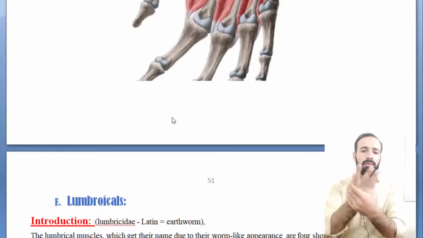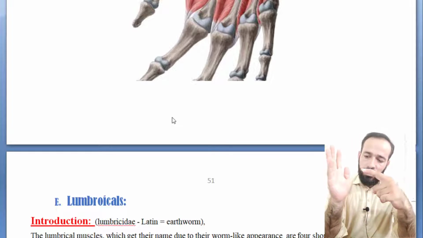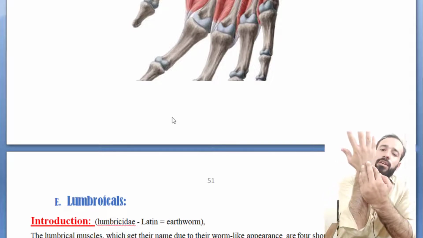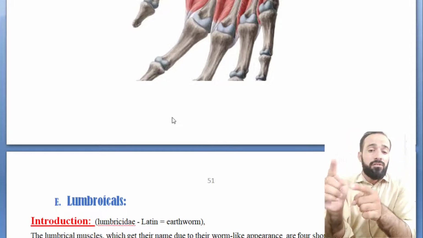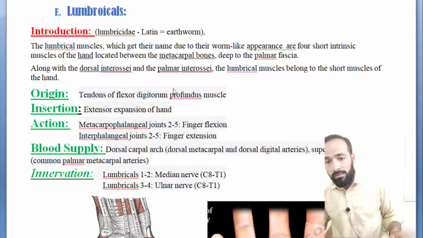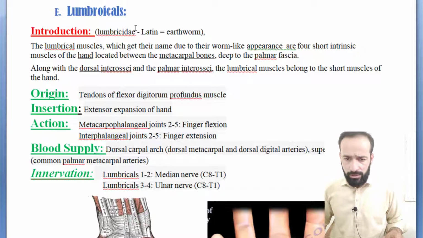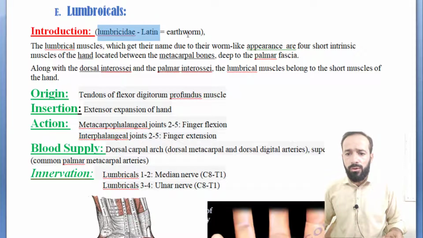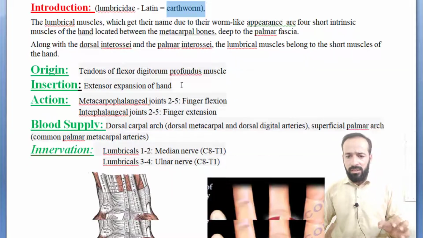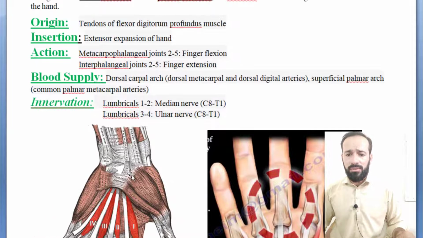We are discussing the muscles of the hand, right? So in that we have discussed the thenar region muscles, hypothenar region muscles, palmar interossei, dorsal interossei, and then the last group of muscles in your hand are the lumbricals. What are the muscles? Lumbricals. Lumbrical comes from a Latin word which means earthworm. They are worm-like muscles, right? You can see here they are long muscles which are present in your hand.